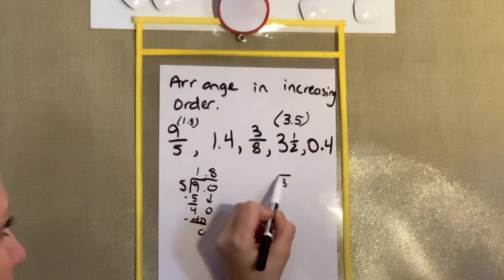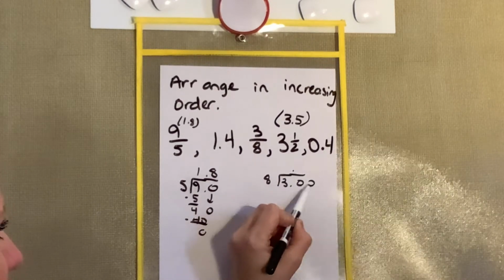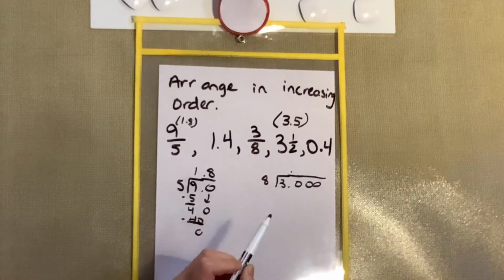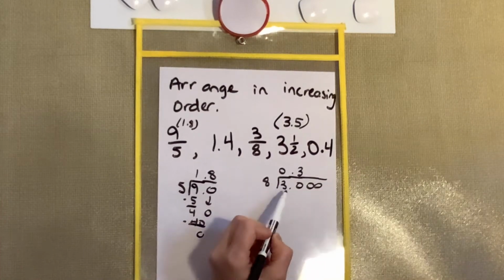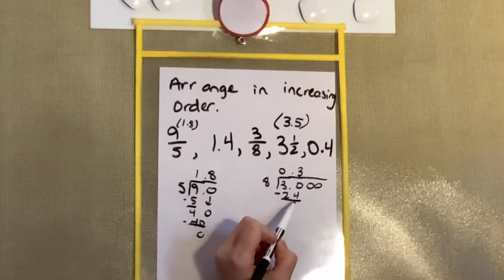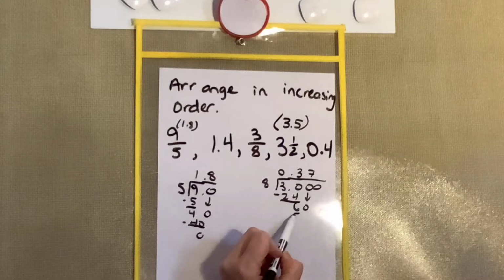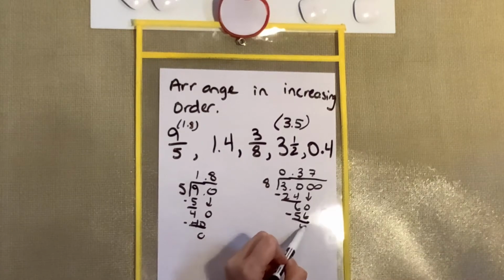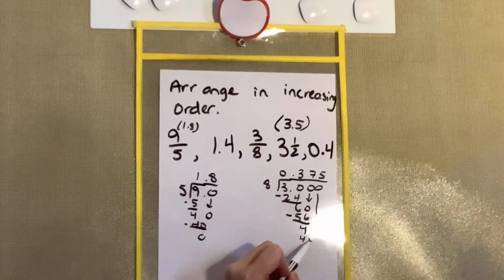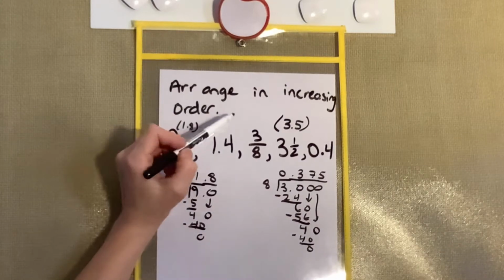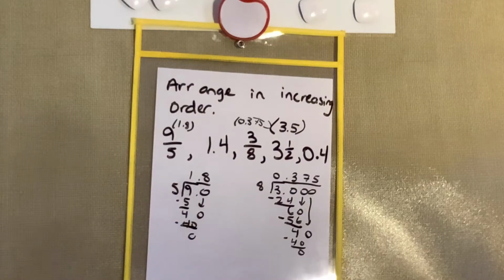Okay, 3 divided by 8, we do that division as well. We're actually going to have to go out 3 places, as you probably saw. So 8 does not go into 3. It goes into 30 3 times with a remainder of 6. It goes into 60 7 times, remember, 5, 6, 7, 8. And it goes into 40 5 times. So now we know that this is equal to 375 thousandths, okay?